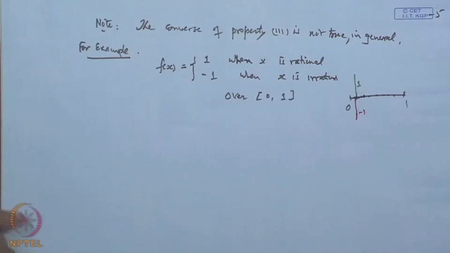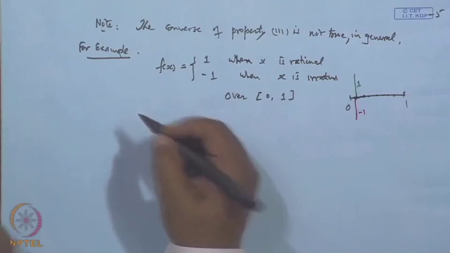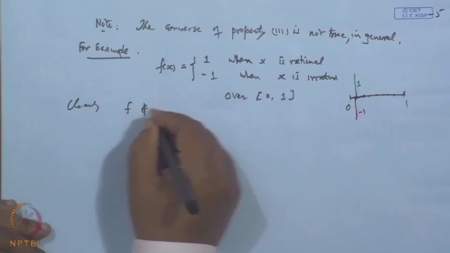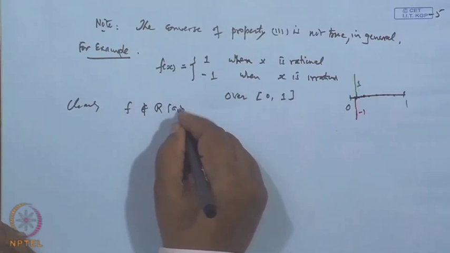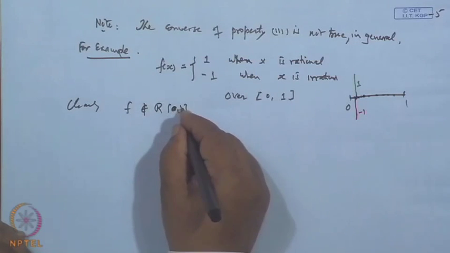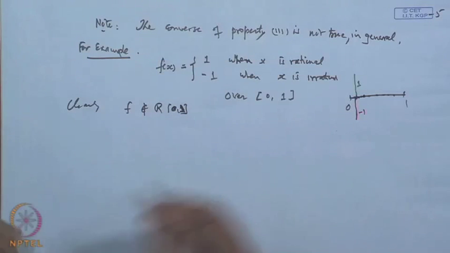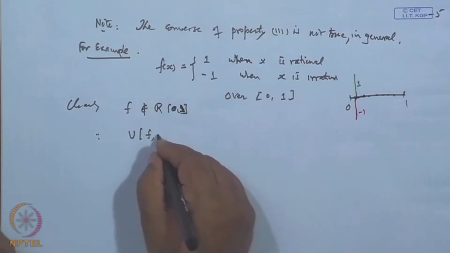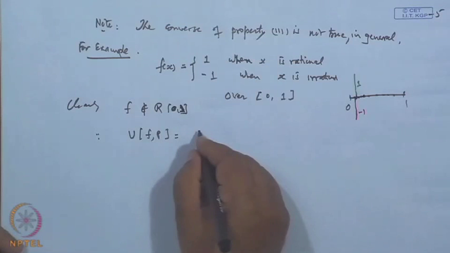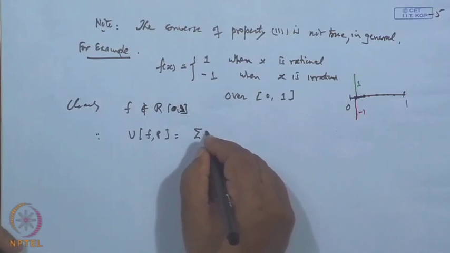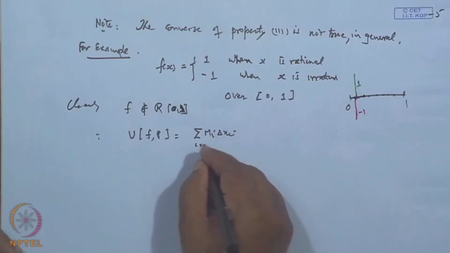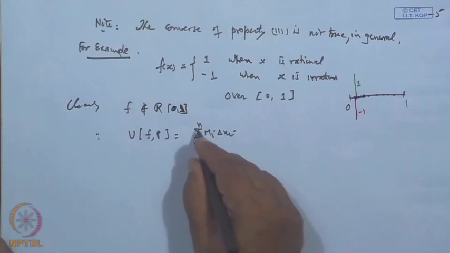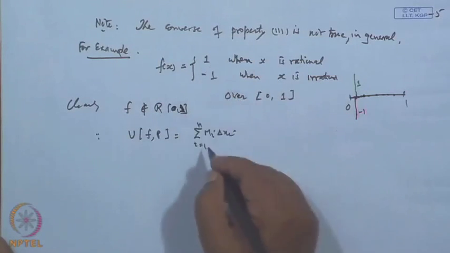Now, obviously, this function is not a Riemann integrable function. Clearly, f does not belong to the Riemann integrable functions over the interval a b, which means 0 1 here. Why? Because what is the upper sum of this function f with respect to any partition P? It is the sum of Mi into delta xi, i from 1 to n, and this Mi, when x is rational, is 1. So the maximum value will always be 1.